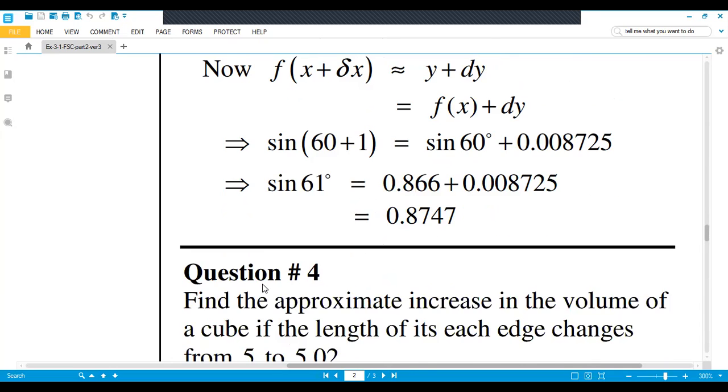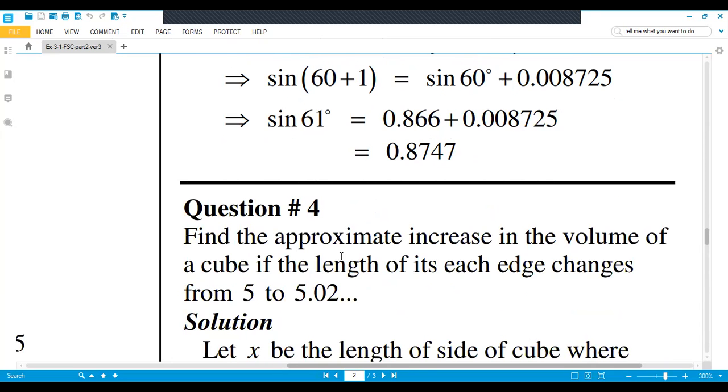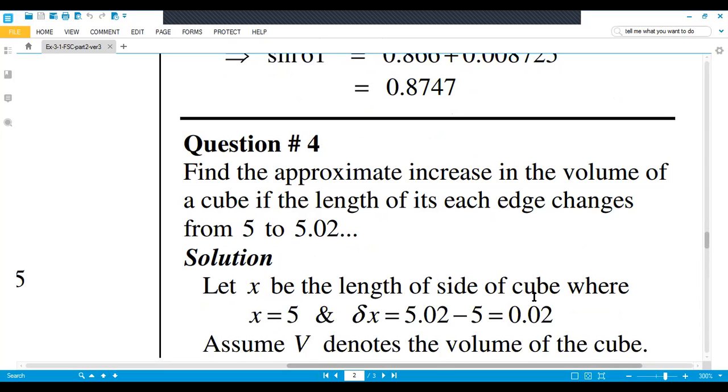Now come to question number 4. Find the approximate increase in the volume of a cube if the length of each edge changes from 5 to 5.02. Let x be the length of the side of the cube, where x is equal to 5 and delta x is 5.02 minus 5, so 0.02, this difference.